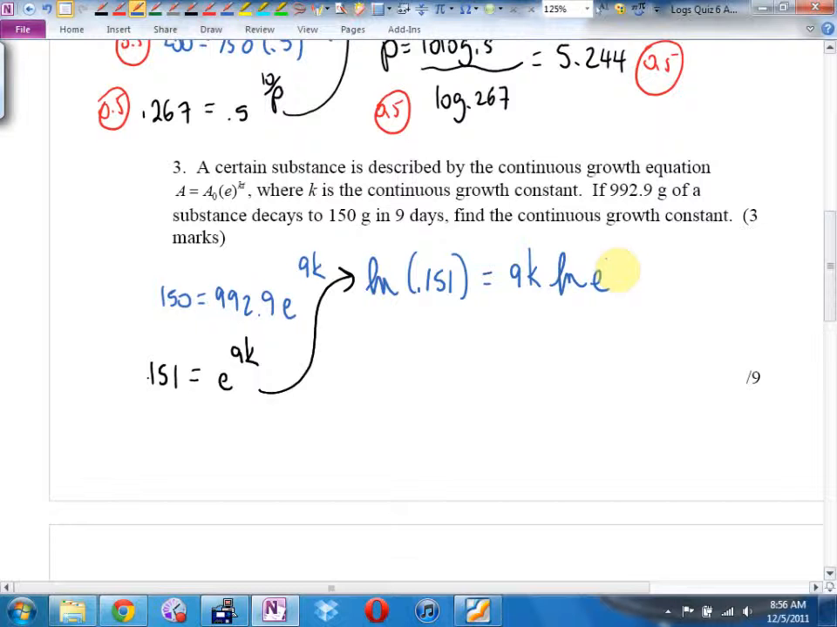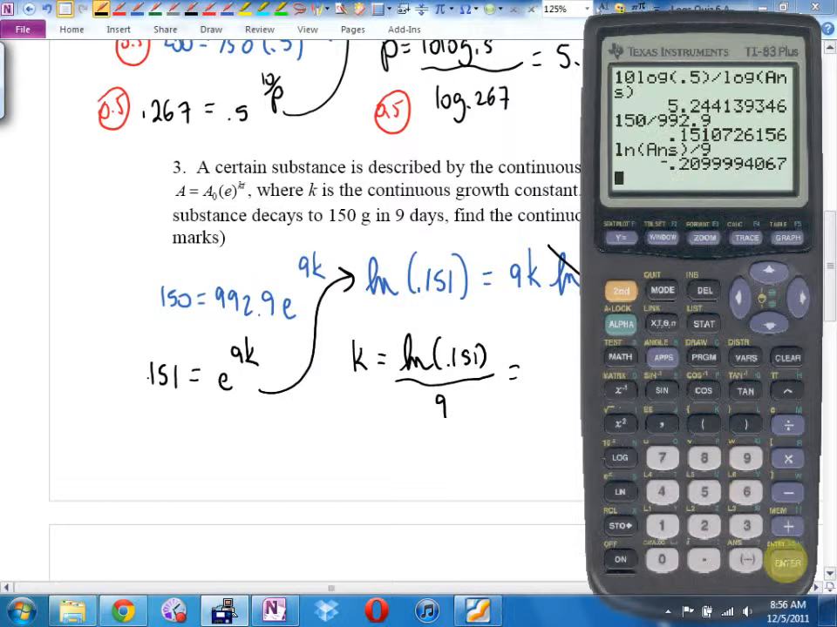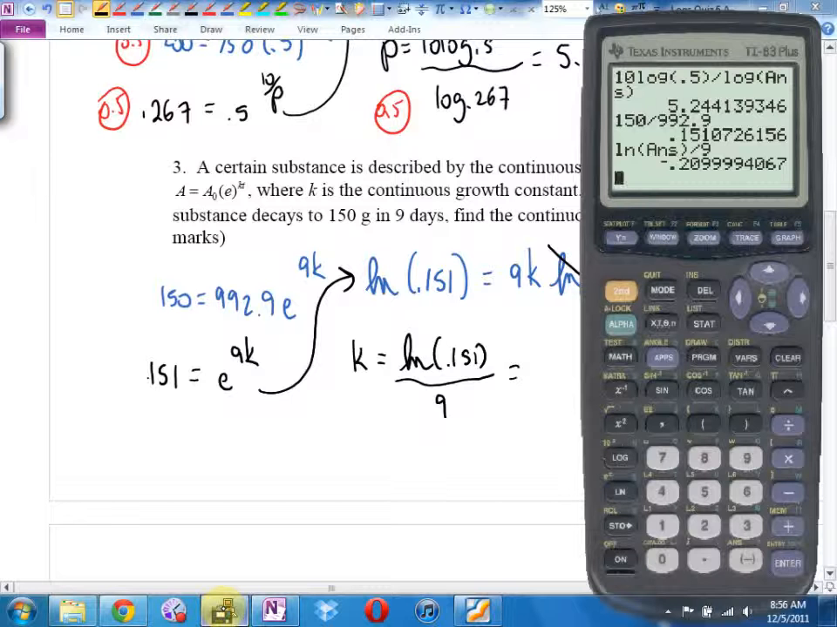How would I get the k by itself? Darn right I would. k equals the ln of 0.151 divided by 9. The ln of that answer divided by 9. You get negative point, does it say what to round to? I guess negative 0.21? No matter what I round off to, it's going to be negative 0.21 unless I go to 7 decimal places.